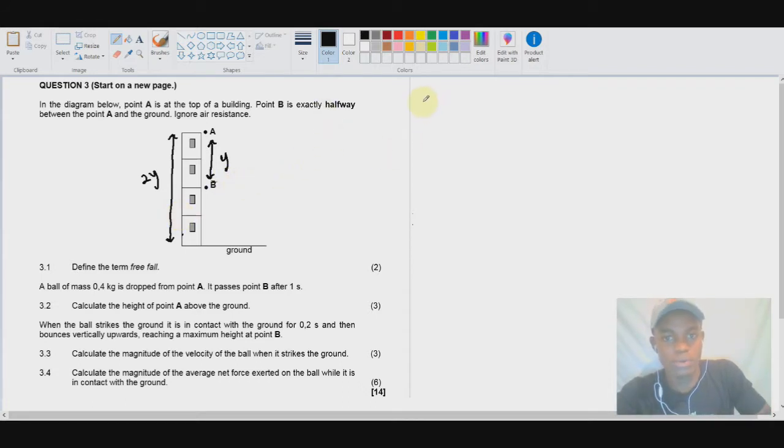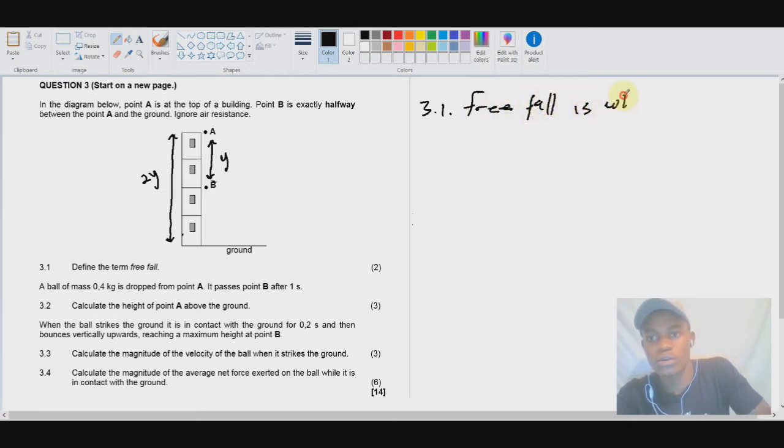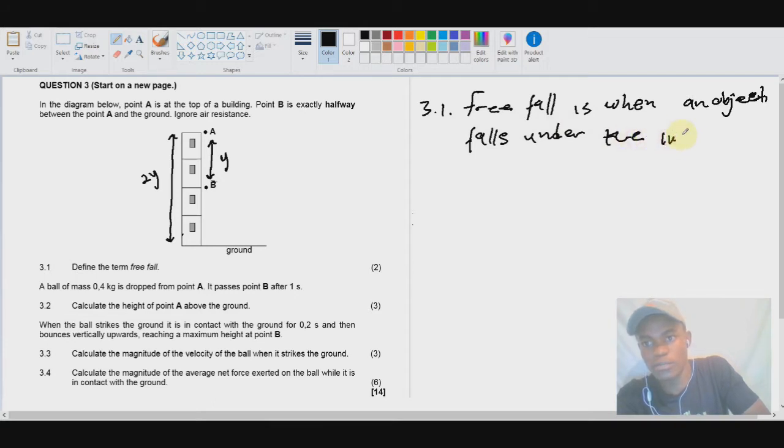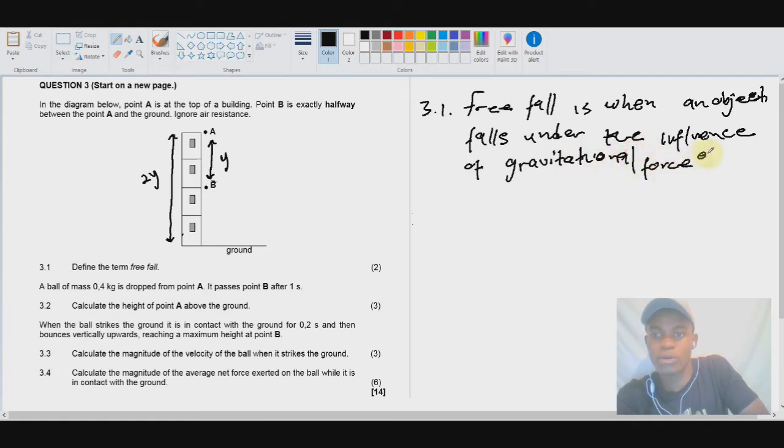Now we go to question 3.1. It says define the term free fall. Remember we said that free fall is when an object falls under the influence of gravitational force only. So guys, when you talk of a free fall, you take this particular object, and the only force acting on it is gravitational force.